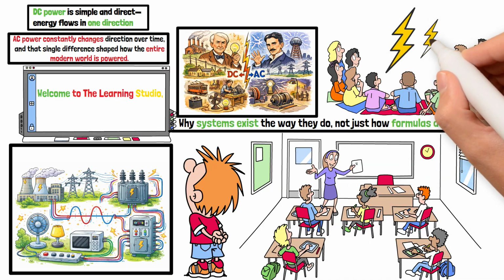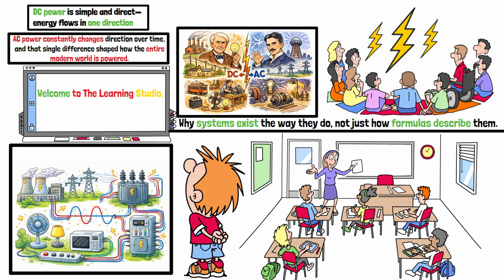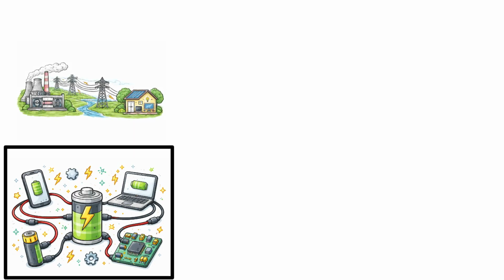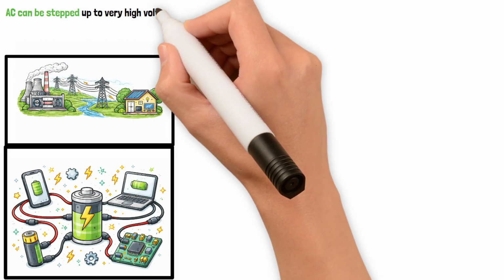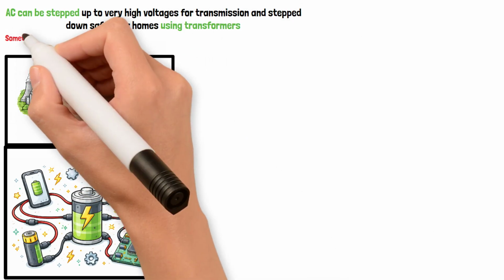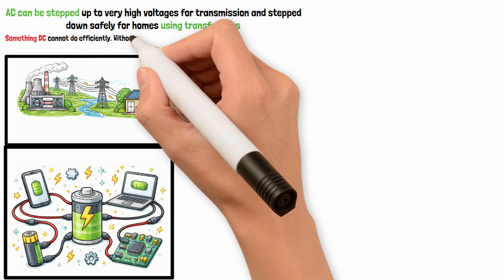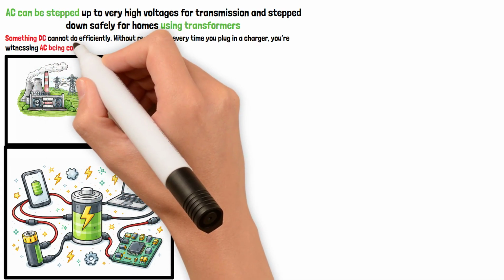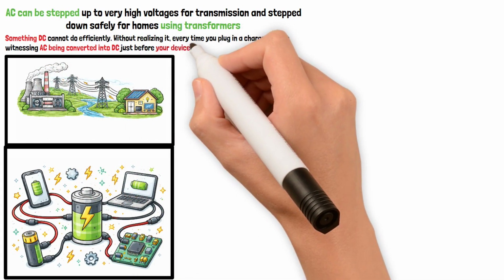To see this intuitively, think about everyday electricity use. Your phone, laptop, and batteries all run on DC, which is stable and predictable, making it ideal for electronic circuits. But the electricity that reaches your home from power stations is AC, because sending DC over long distances wastes enormous energy. AC can be stepped up to very high voltages for transmission and stepped down for homes using transformers, something DC cannot do efficiently. Without realizing it, every time you plug in a charger, you're witnessing AC being converted into DC just before your device uses it.